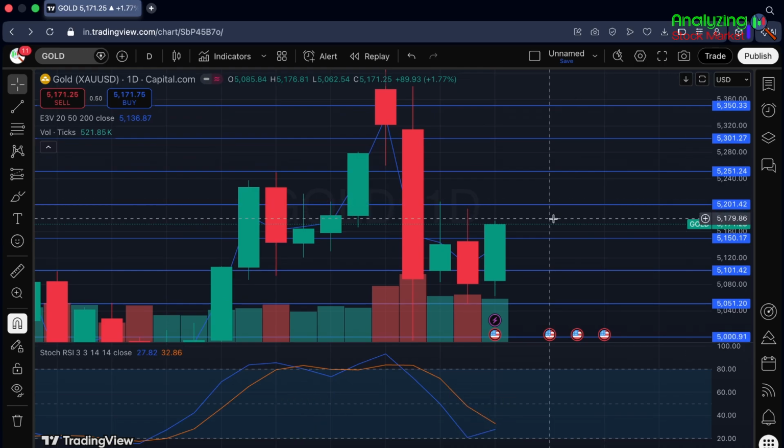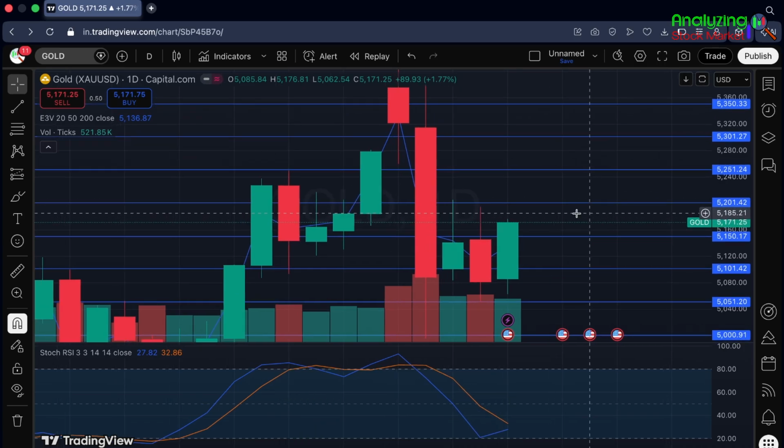So now let's talk about my opinion on this gold USD pair. Currently, the closing is 5171, and the direct support is 5150. Direct resistance is 5200. After the direct support, there is a support of 5100 and then 5050. After the direct resistance, there is a resistance of 5251 and then 5300. So these are two important support and resistance zones, which will help you to take better stop loss and target levels for this week. You can mark these levels on your chart as well.